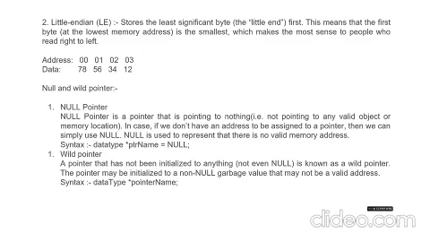Coming to the types of pointers. There are many types of pointers: wide pointer, null pointer, wild pointer, dangling pointer, and double pointer. Coming to the null and wild pointer. A null pointer is a pointer that points to nothing. Null is used to represent that there is no valid memory address. This is the syntax for declaring a null pointer. A wild pointer is a pointer that has not been initialized to anything. This is the way of initializing a wild pointer.